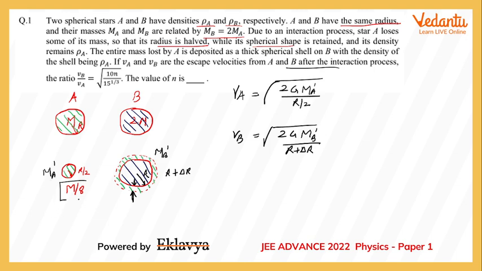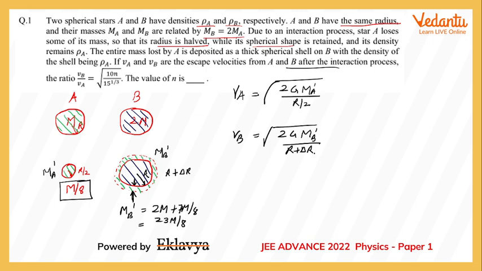Now here, let's clearly write the value of MA prime and MB prime. MA prime is already written, it's m by 8. What about MB prime? MB prime will be equal to the previous mass, that is 2m, plus the mass deposited, which is 7m by 8, because the mass lost by A is 7m by 8. So 2m plus 7m by 8 will become 23m by 8.